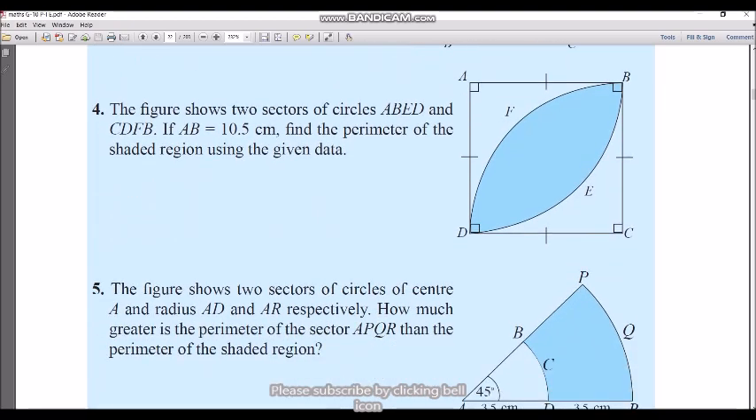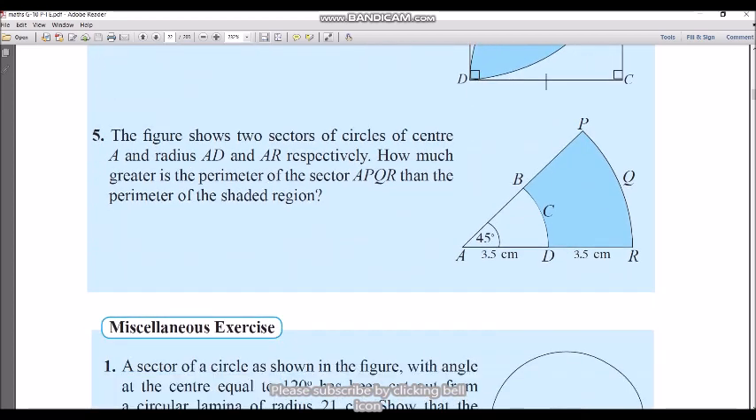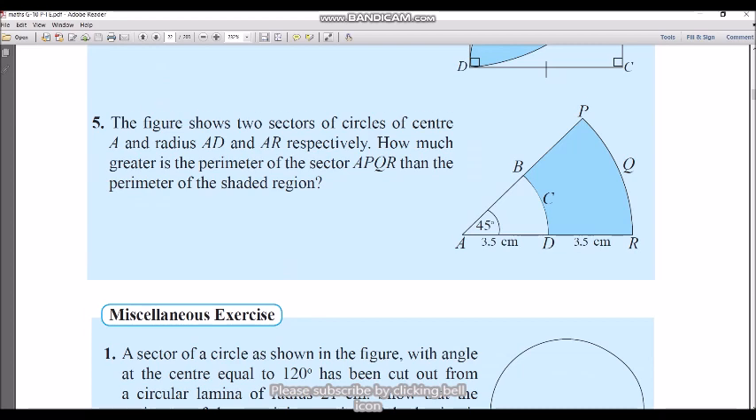And the fourth one is also very simple. There it contains two sectors having the angle at the center equal to 90 degrees. So simply a half circle. We have to calculate the perimeter of a half circle. And the fifth one is also very simple, the same things. So I don't think we need to discuss that.